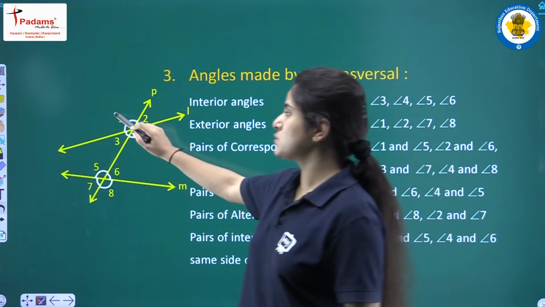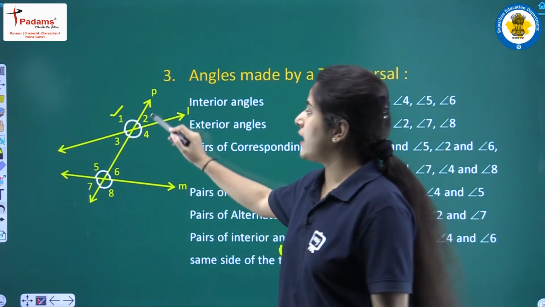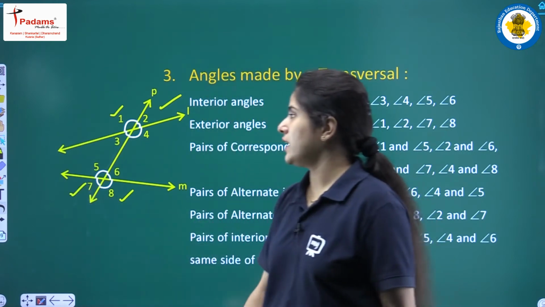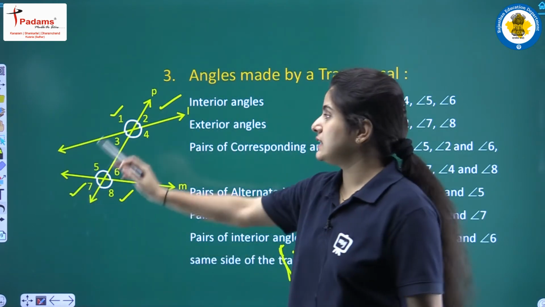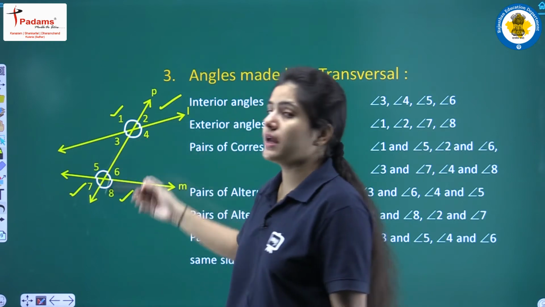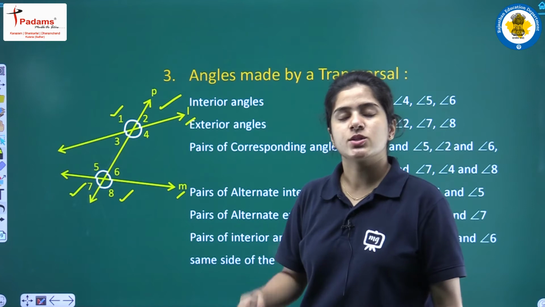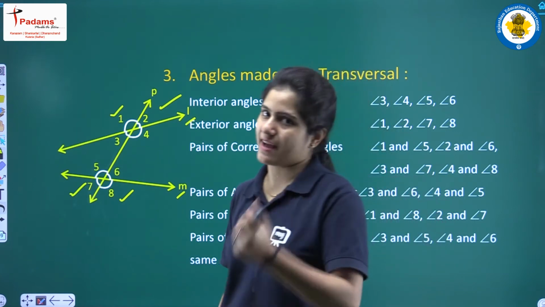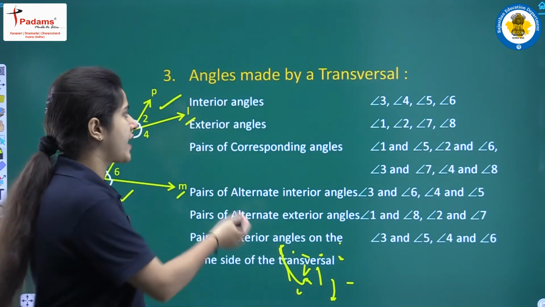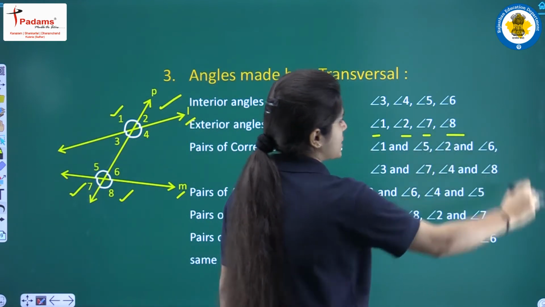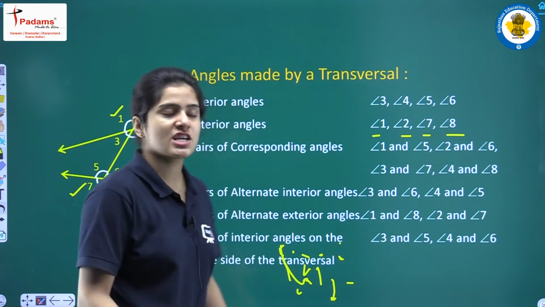For example, students, angle 1, angle 2, angle 8 and angle 7. Clearly you can see that these 4 angles are forming on the exterior side of these two lines L and M. So that is why they are called exterior angles. So what are the exterior angles? Angle 1, angle 2, angle 7 and angle 8. These are the exterior angles.